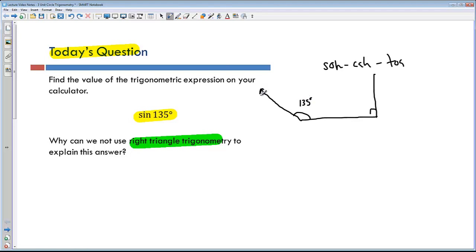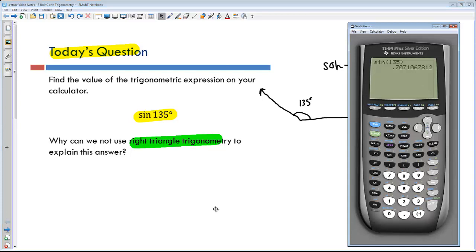Well, one thing is I put an arrow here. This always goes to the left, and this always goes up, so these sides are never going to meet. So it's not really a right triangle. Yet my calculator gives me an answer, 0.70710678112, blah, blah, blah. So the question becomes, how is my calculator computing this? How is it finding this number? Where is it coming from?